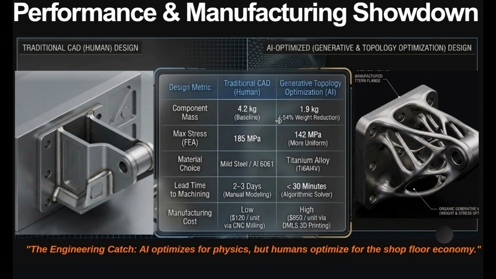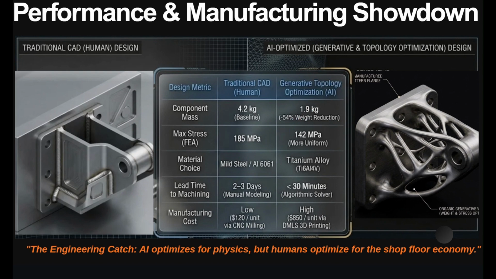Now let's put both approaches side by side on a scale and look at the objective engineering metrics. From a pure performance and structural standpoint, the Creo Generative Topology Optimization solver delivers an absolute blowout. The traditional human design bracket came in at a heavy baseline of 4.2 kilograms. The AI generative lattice structure shaved that down to an incredible 1.9 kg, which is a massive 54% weight reduction.